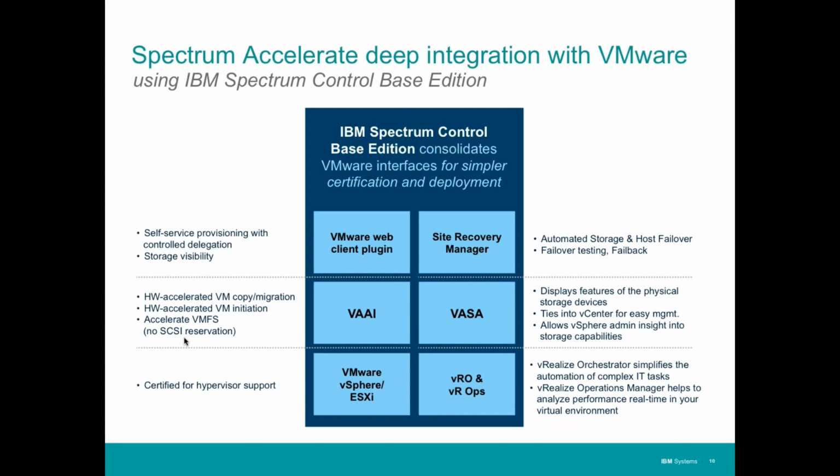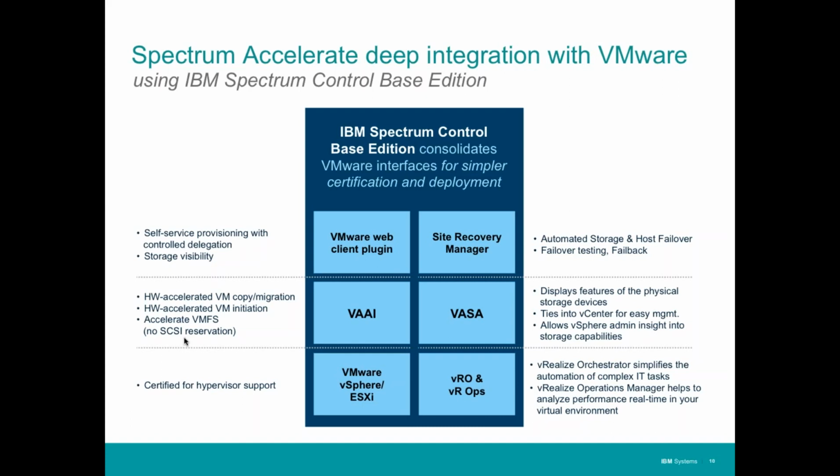That way, the VMware administrator can decide what's the right storage profile for a given application's need. I'm just giving you examples of what we have with these integrations. But what this slide is saying is, Spectrum Accelerate supports every one of the key APIs VMware has for storage arrays, from VAAI, VASA, vRealize Orchestrator. You can see the complete list here.